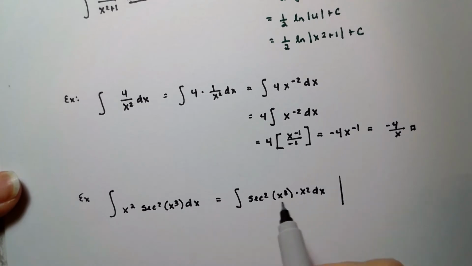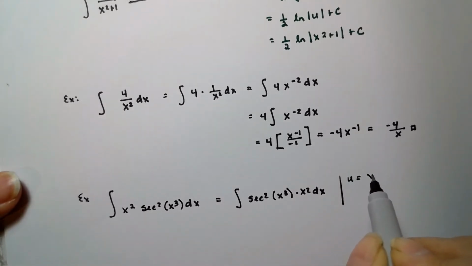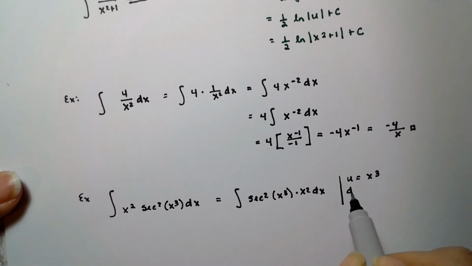So what's the inner function? Well, I've got parentheses here. The outer function is secant squared of x. So the inner function is x cubed, so I'm going to let that be equal to u. So I know that the derivative of that is 3x squared dx. Now the x squared dx matches here, but the 3 is an issue, so we're going to divide by the 3.